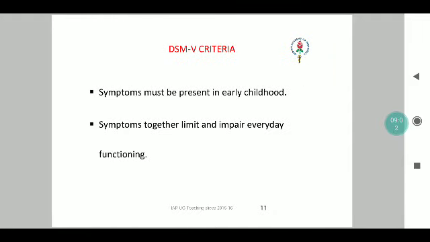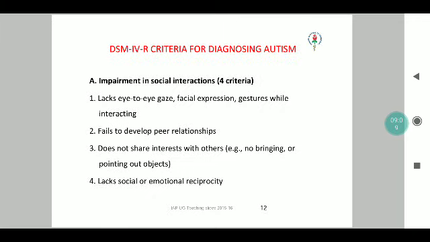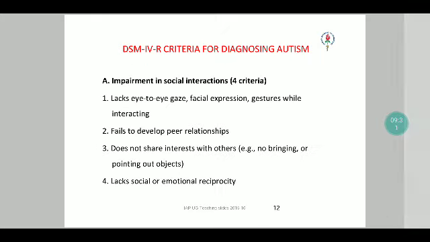Now, this DSM-5 criteria must be applied in early childhood, and collectively the symptoms together limit and impair everyday functioning. So, we go to each criteria in detail. The 4 criteria under social interaction are a lack of eye-to-eye gaze, a lack of facial expression, or just a lack of gestures while interacting, the failure to develop peer relationships as appropriate for age, and a lack of sharing interest with others, that is not pointing out objects, not bringing objects, or lacking social and emotional reciprocity. These 4 criteria come under impairment of social interaction.